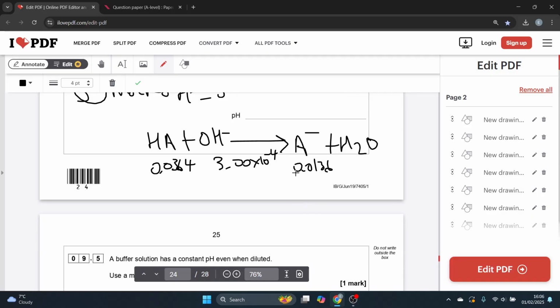Then I subtract. It's going to be 0.0364 minus 3.0 times 10 to the power minus 4, because 3.00 times 10 to the power minus 4 is smaller than 0.0364. That would give me 0.0361. And on the right hand side, I add 0.0136 plus 3.00 times 10 to the power minus 4, which is 0.0139.